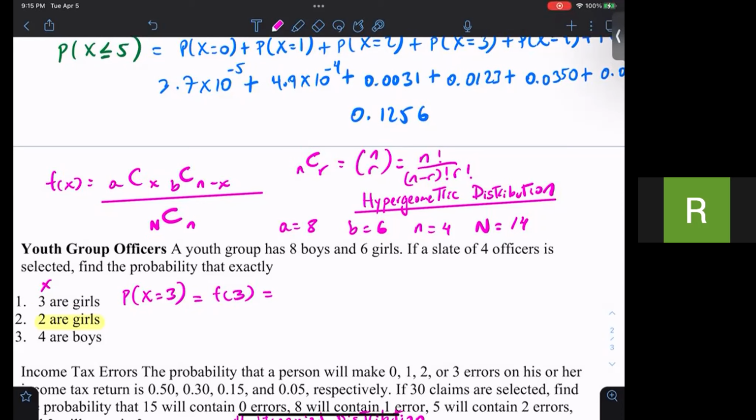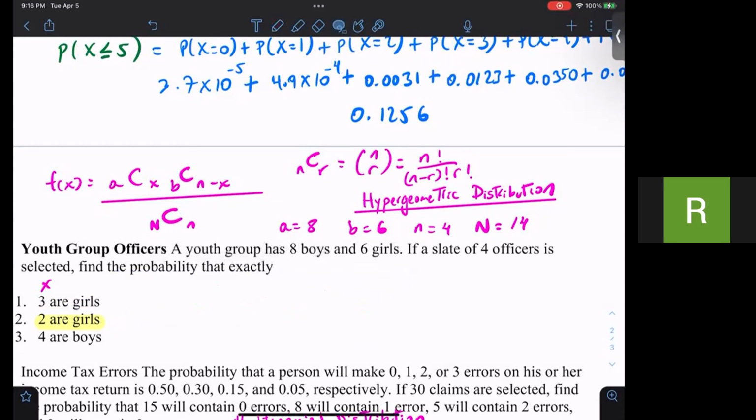Okay, so going back to this, so we have what? From 8 boys, we choose only 1. From 6 girls, we choose 3. And then the population is what? Population is 14, and the sample size is 4. That's the first one, right? And then you do this calculation and you get the answer for the first one.